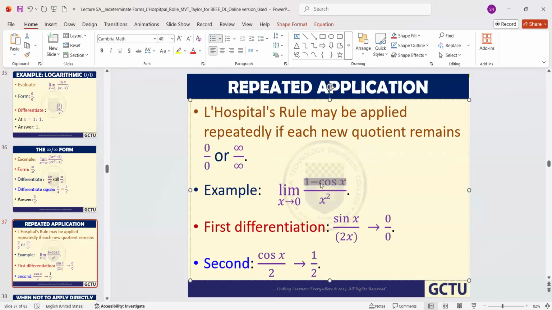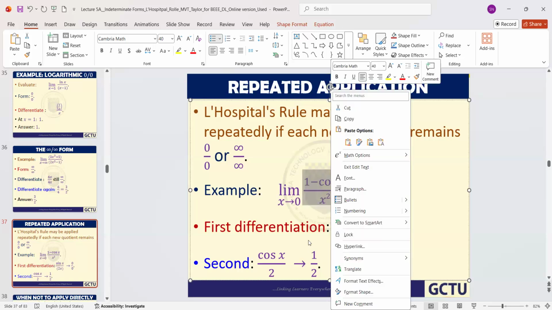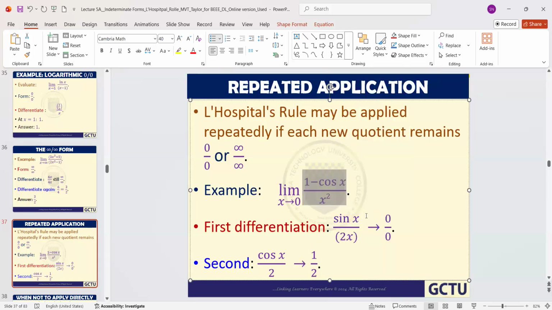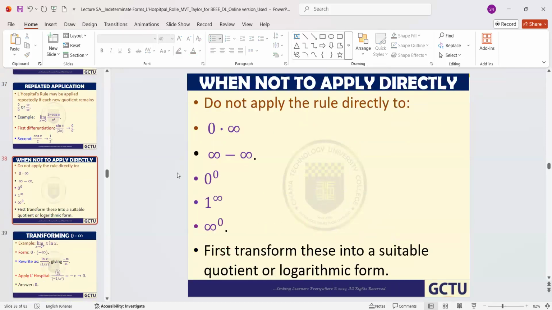If I differentiate this, the first differential will give me sin x. Negative cos x, if you differentiate, gives you sin x. And you differentiate x squared, it will give you 2x. Again, when you substitute the value of x equal to 0, you get another 0/0. So differentiate sin x again. That will give you cos x over 2. So the first differential still gives us an indeterminate form, the second differential gives us the answer. So we are saying repeated application of L'Hopital's rule sometimes helps to solve the problem.